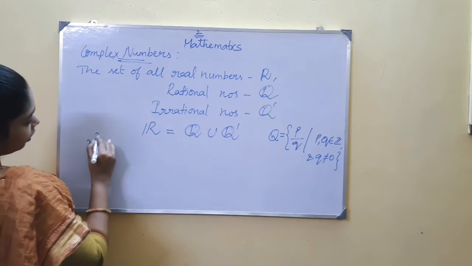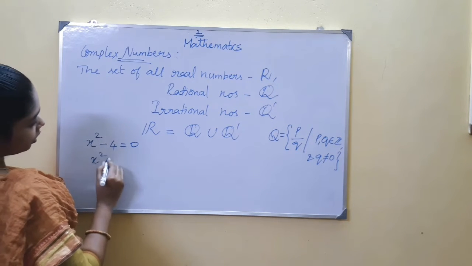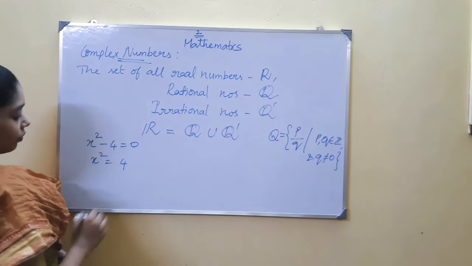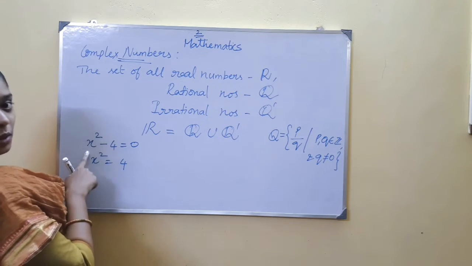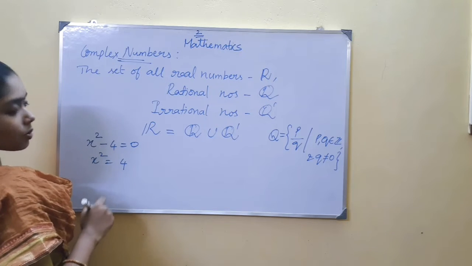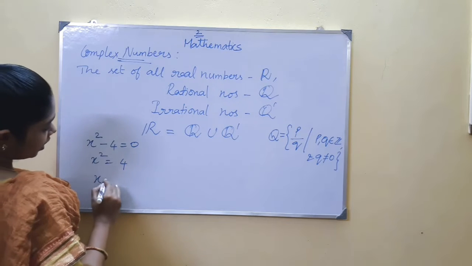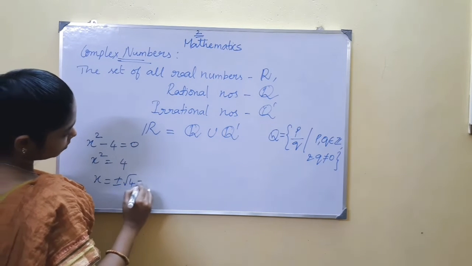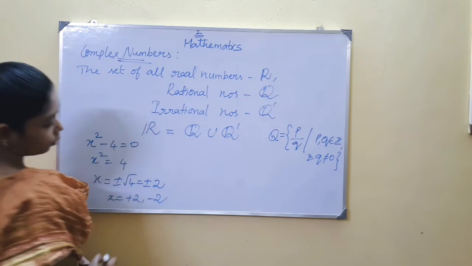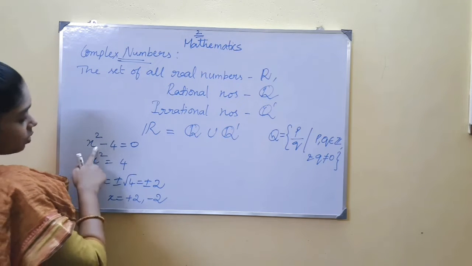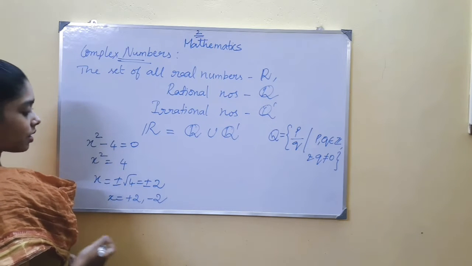Suppose you have the equation x square minus 4 is equal to 0, x square is equal to 4, then what is the value of x? This is a quadratic equation, so x has two values, and the discriminant value b square minus 4ac is greater than 0, so it has two distinct and real roots. So x is equal to plus or minus root 4, that is plus or minus 2. So x takes the value plus 2 and minus 2. Visually, this quadratic equation is an upward parabola. It cuts the x-axis at two distinct points.